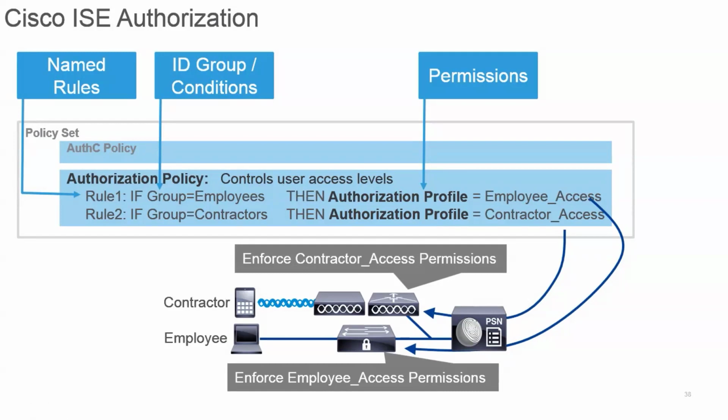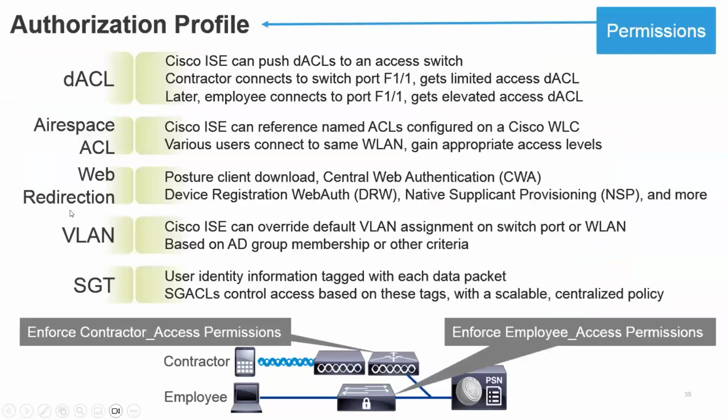That will depend on the group, maybe permitted to some specific group or something like that. So these accesses, always these only. Either you push the dynamic ACL, or you push some VLAN, or security group tagging, or redirections, or airspace ACLs. Let's just say ACLs for the wireless network. So ACL, redirection, VLAN, SGT. Only these things they are getting as permission.